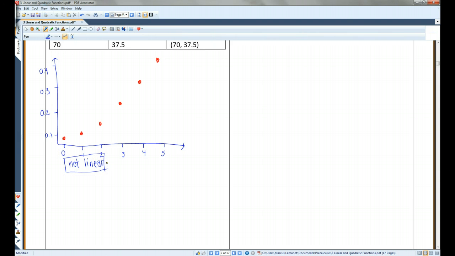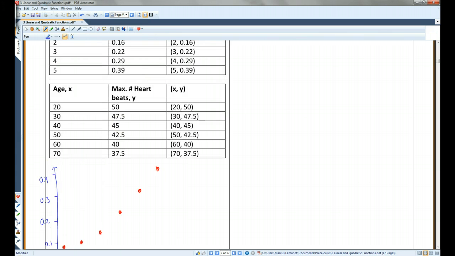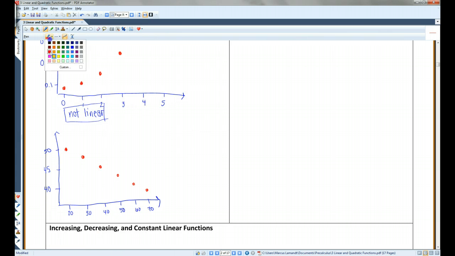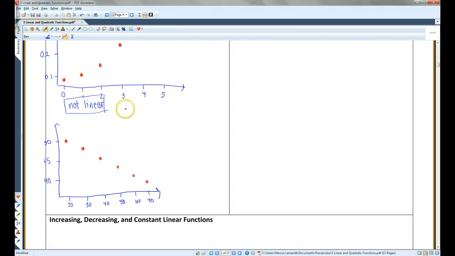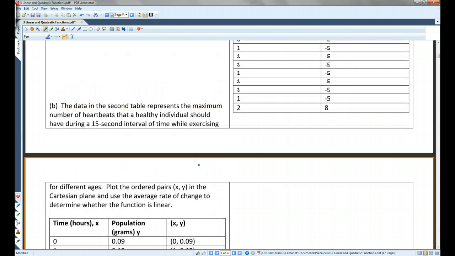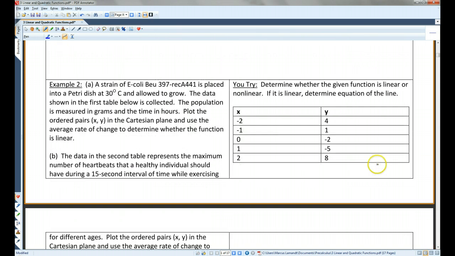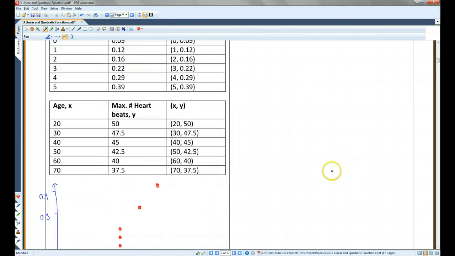Okay, let's graph the other one. Now this one, this is the graph of the second chart. This makes a perfect straight line. Let me see if I can draw a straight line. So it is linear. Okay, so that's all that linear means. Linear just means that it makes a straight line. Okay, I'll let you try this one. Go ahead and graph it and decide if it's linear.